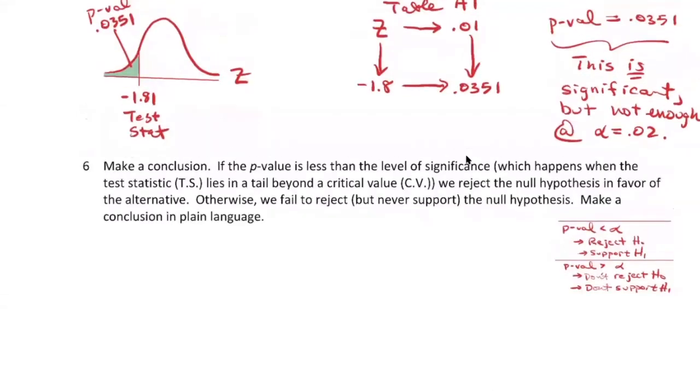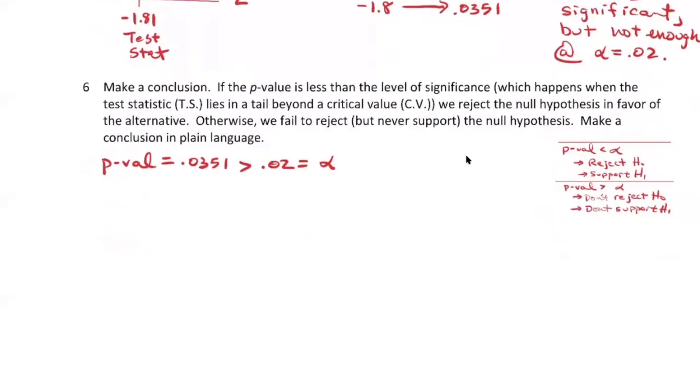But anyway, our p-value is 0.0351. Now this is bigger than our alpha, greater than 0.02, which is alpha. Okay, and so that means that we're in this second case, we don't reject the null hypothesis, so we don't support the alternative. So I like to write fail to reject the null hypothesis, which said that the proportions are equal.